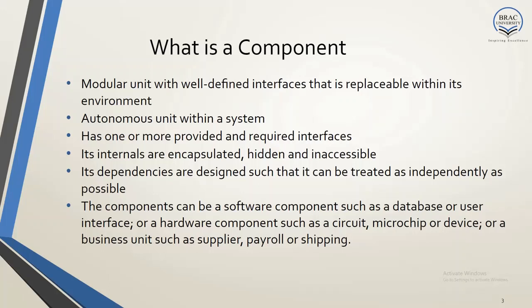The components can be a database, a user interface, or a hardware component such as a circuit, microchip, or device, or a business unit such as supplier, payroll, or shipping. So it can be anything. Anything within a system can be a software component. It doesn't need to be only pieces of code, but it can also be a chip, circuit, device, user interface, database, or even business units like supplier, payroll, or shipping. Any of these can be treated as a component.